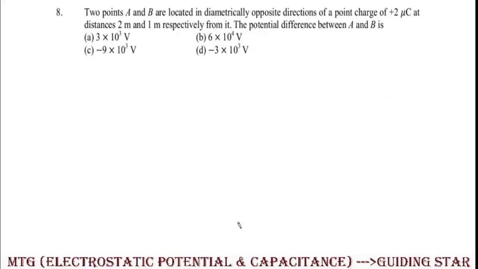Okay, so here in question number 8, what it is saying is that 2 points A and B are located in diametrically opposite directions of a point charge of plus 2 microcoulomb at a distance of 2 meter and 1 meter respectively from it. Okay, so if we draw the figure over here, there is a 2 microcoulomb charge which is located at the center.